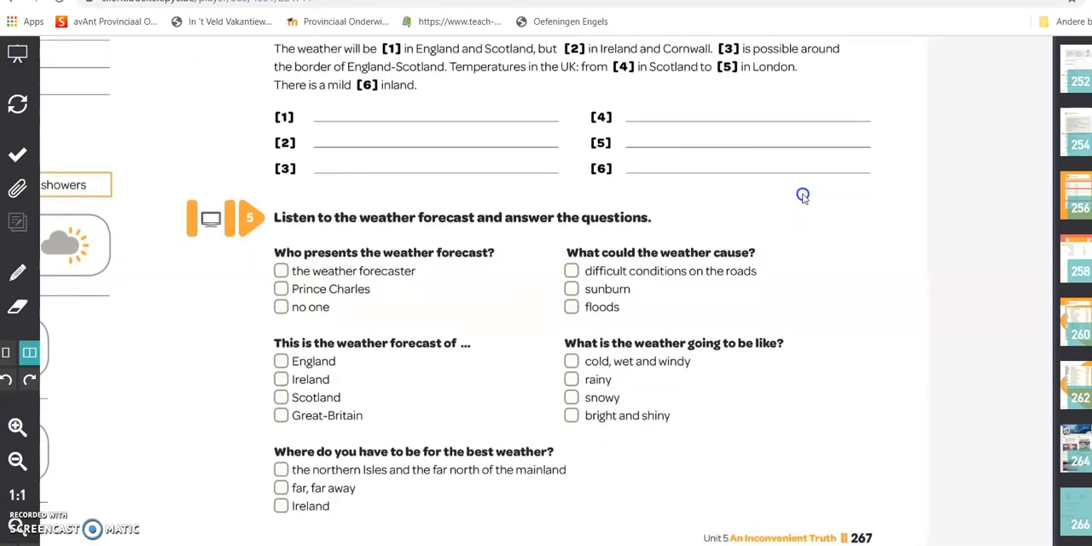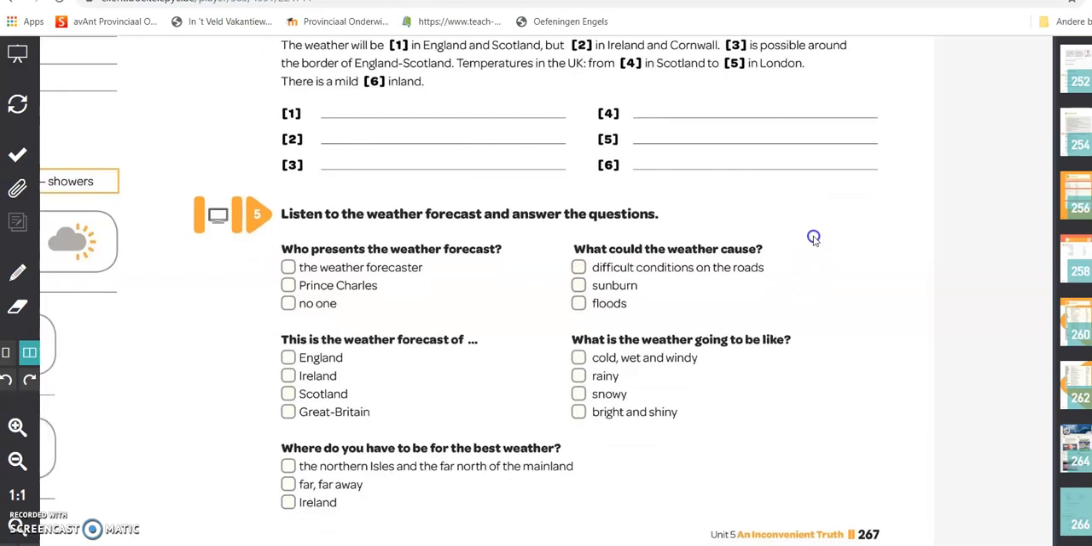Exercise 5 is a listening exercise as well, and you have to watch something. So listen to the weather forecast and answer the questions. So who presents the weather forecast? This is the weather forecast of which country or which part? Where do you have to be for the best weather? What could the weather cause? Cause means veroorzaken. What is the weather going to be like? Yes, so just indicate the right answer.